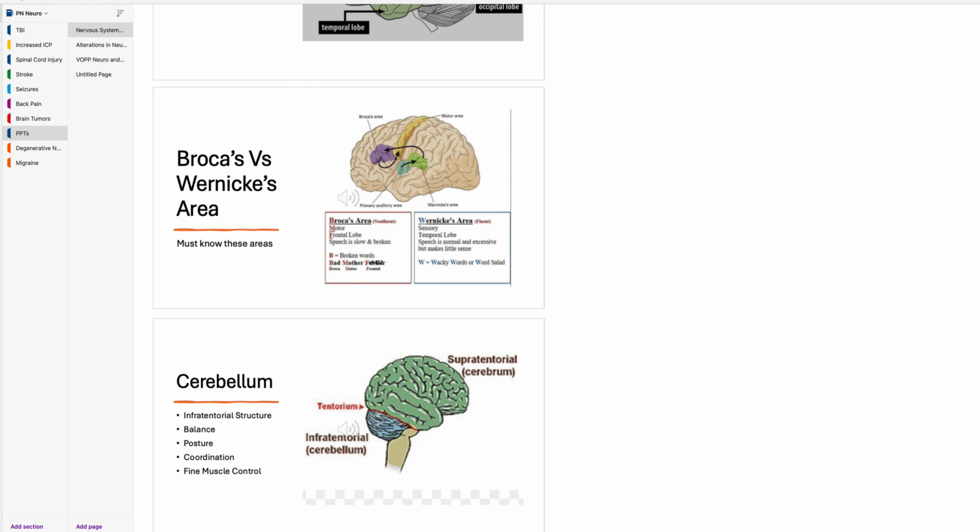First, I'm going to talk about Broca's versus Wernicke's area. You must know these areas. Broca's area is in the frontal lobe near the motor center. If somebody has damage in this area, usually on the left side of the brain for both types, they are going to be non-fluent. In other words, they have expressive aphasia. Their speech is either slow or broken, or maybe they're aphasic altogether. They can't talk at all.